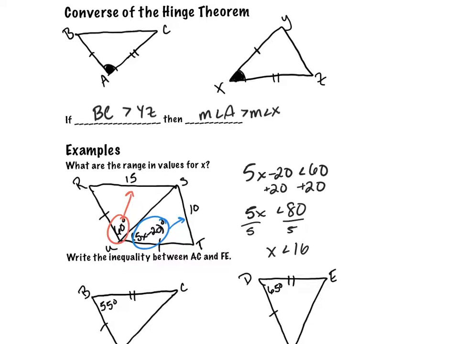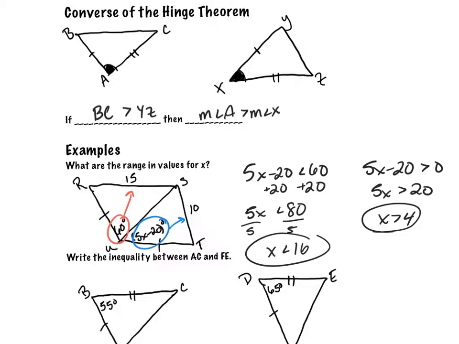I need to think about the lower bound. What's the smallest thing that angle could get really close to but never hit? 0, right? I have to be greater than 0 to have an angle. So I know that 5x minus 20 also has to be greater than 0. Now I can solve that one. Same steps. So 5x is greater than 20. x is greater than 4. So now these two things are my answer: x has to be between 4 and 16.